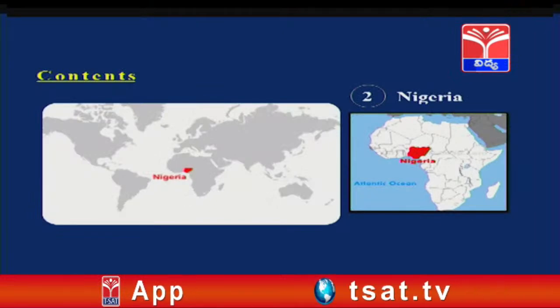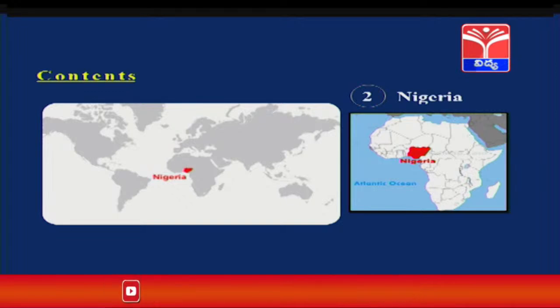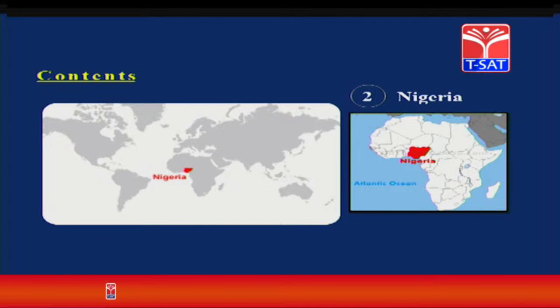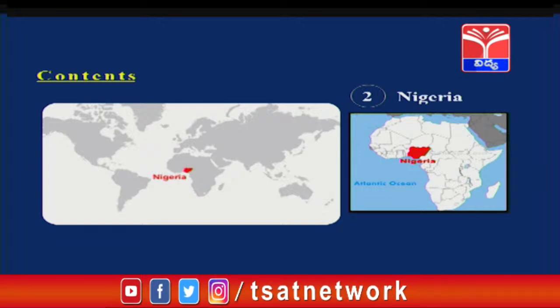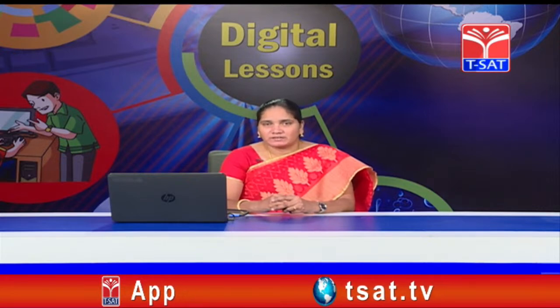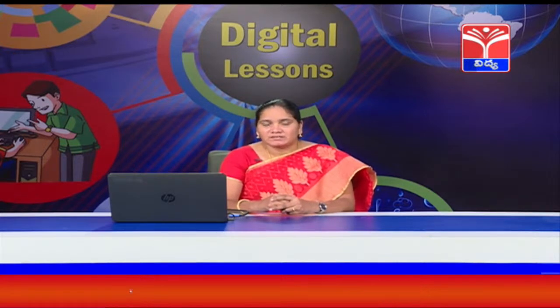Students, look at this map. You can locate Nigeria in this world map. It is located on the west coast of Africa. We were learning about the countries which were under colonialism and fought against the colonial rule and domination of European powers. Already in the previous session, we learned about China, an Asian country, and in this session we are going to learn about this African country, Nigeria.